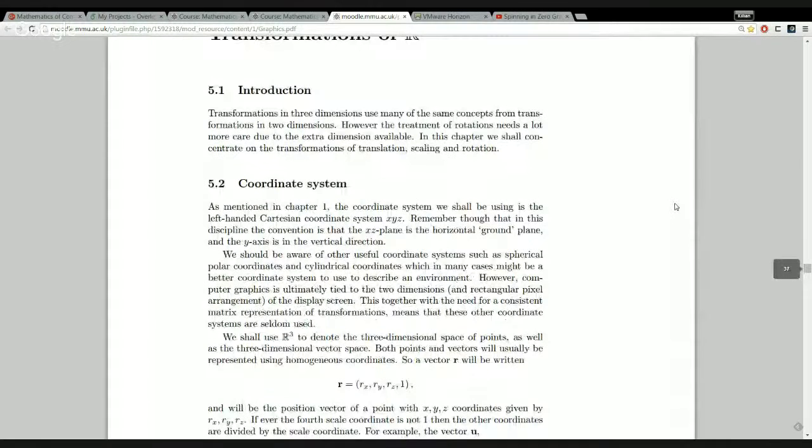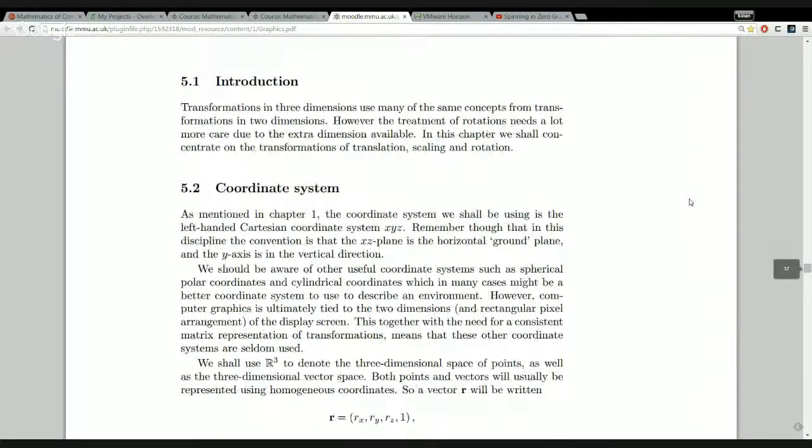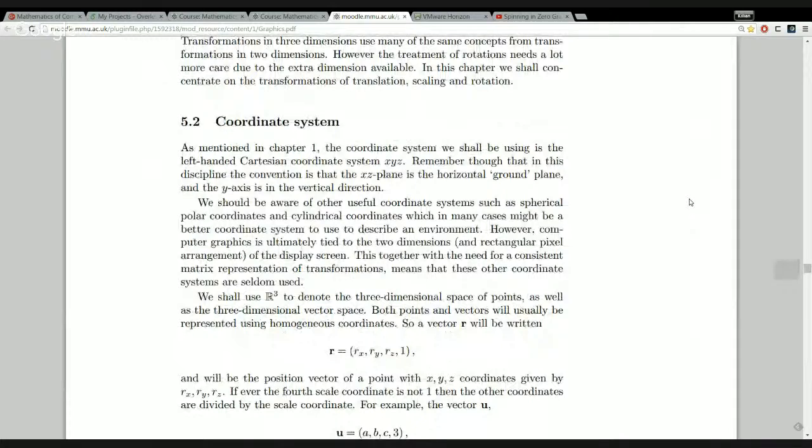So we need to fix a coordinate system. Now again, we're going to use these homogeneous coordinates. But we're dealing with 3 dimensions now. So any point in 3 dimensions is going to be represented as a position vector. Well, that's a vector in 3 dimensions now, so it has three components. Normally we think of a 3-dimensional vector with 3 components, an x component, a y component, and a z component. But now we're using the homogeneous coordinate representation.